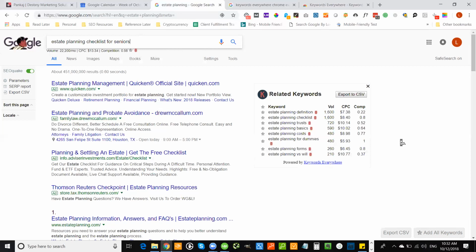How many words should we have in the long keywords? I would say when we're talking about an article, really the more you can include, the better.